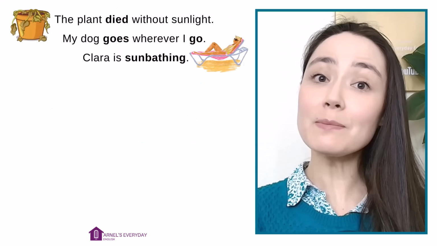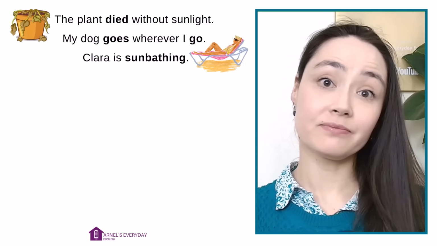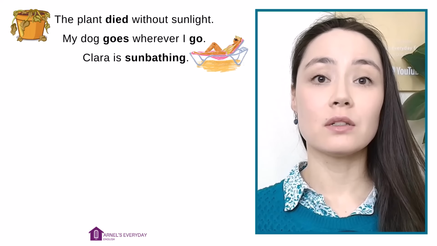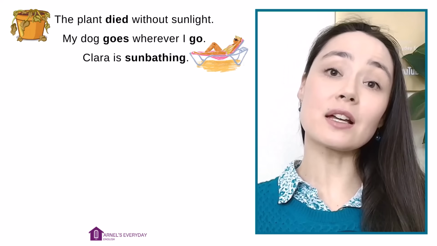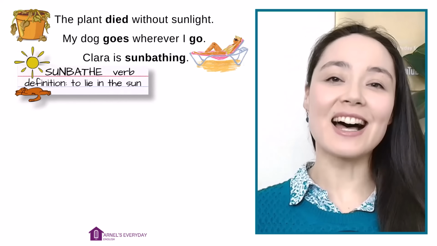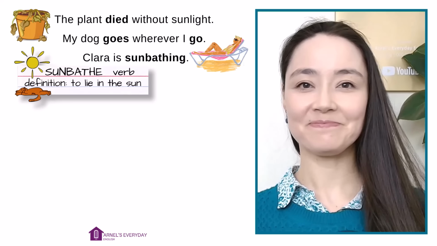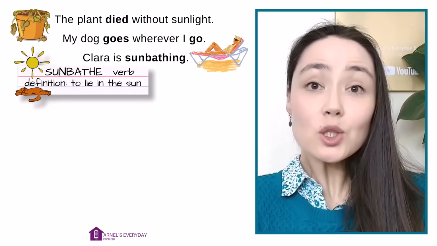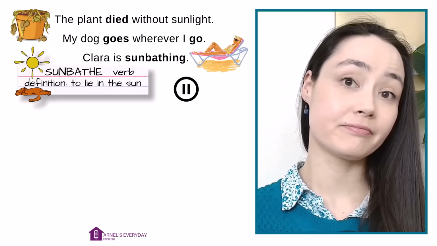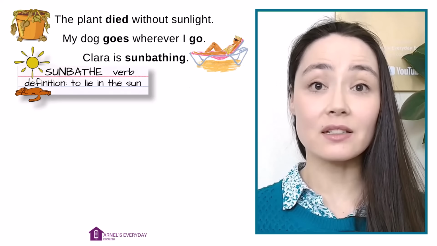Here are 3 more active sentences. The plant died without sunlight. My dog goes wherever I go. Clara is sunbathing. Sunbathing is when you lie in the sun. You know, cats. Cats like sunbathing. How do I change these sentences to the passive voice? The answer is I can't.